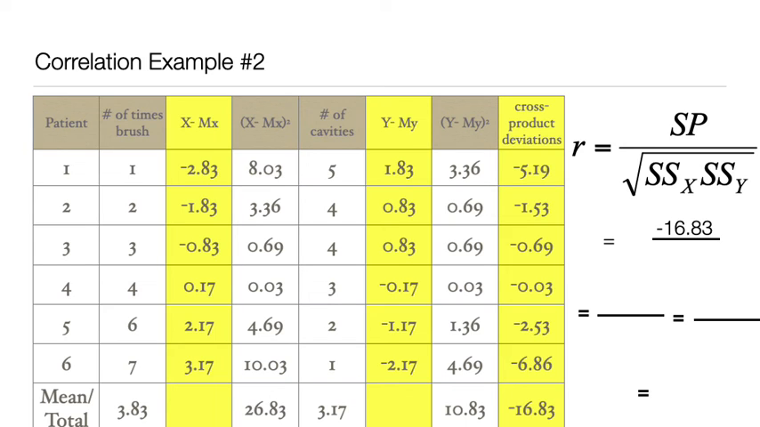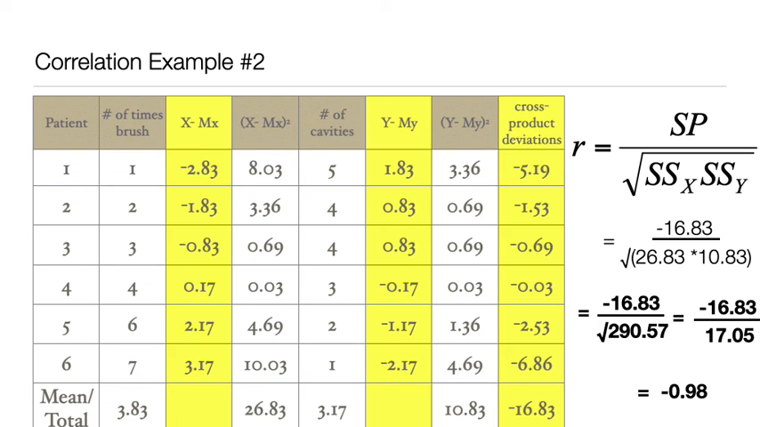Our sums of squared x we calculated at 26.83. Our sums of squared y we calculated at 10.83. We'll multiply those two and take the square root of that. So we have negative 16.83 divided by the square root of 290.57. We do the math on that, and we get negative 16.83 divided by 17.05. When we do that division, we get negative 0.98. So again, you can see that there is likely a relationship between these two values. And that's how we calculate a correlation.